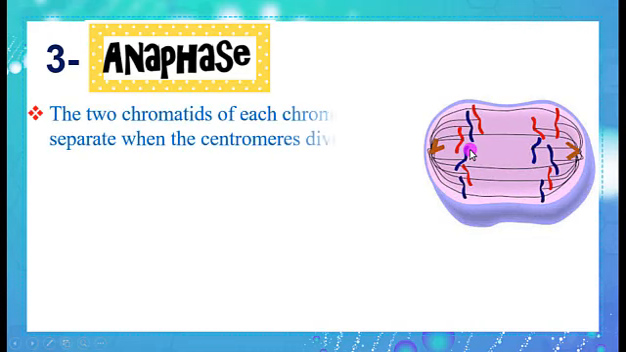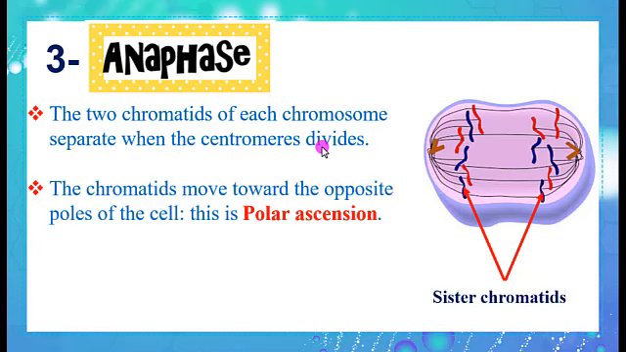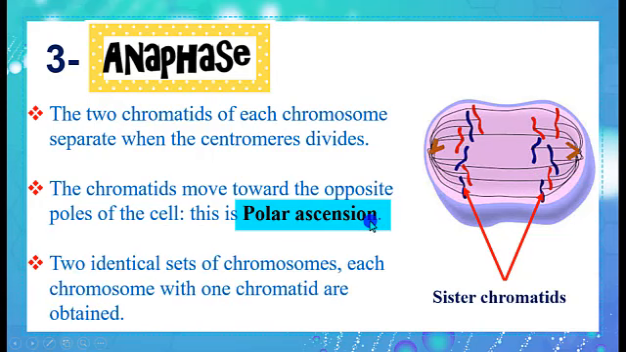Excellent, my dears. The two chromatids of each chromosome separate when the centromere divides. The chromatids move toward the opposite poles of the cell. This is polar ascension. What do you mean by polar ascension? It means that the chromatids rise to the poles. Third, two identical sets of chromosomes, each chromosome with one chromatid, are obtained. And this is what we have in anaphase.